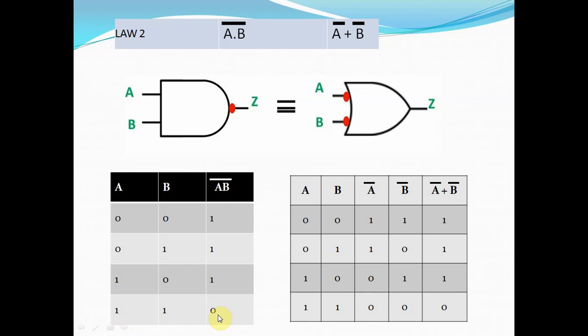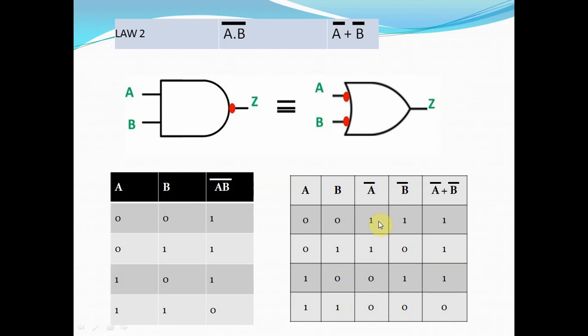So for the input 1 1, the output will be 0, and for the remaining inputs the output is 1. For this, inputs are A and B. We need A bar and B bar as separate terms: 0 complement 1, 0 complement 1, 1 complement 0, 1 complement 0. Again for B: 0 complement 1, 1 complement 0, 0 complement 1, 1 complement 0.